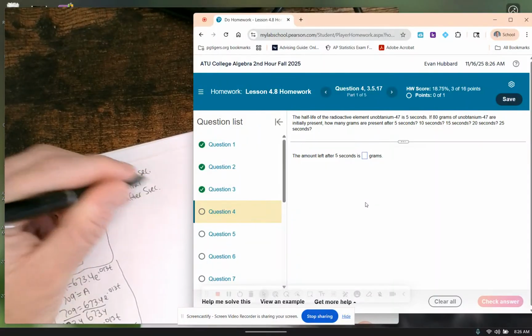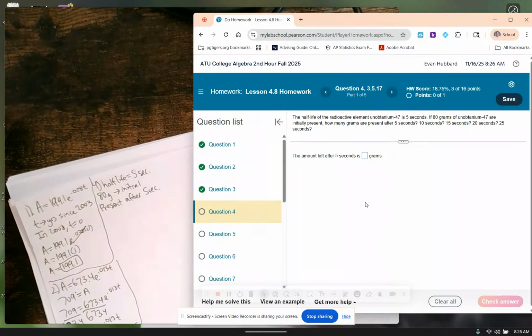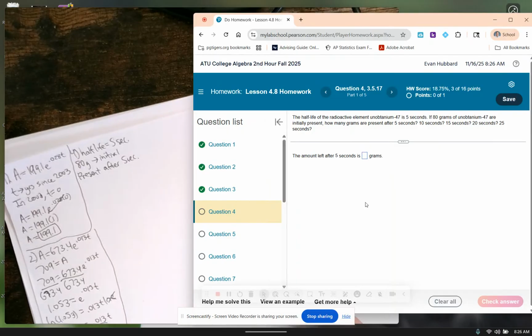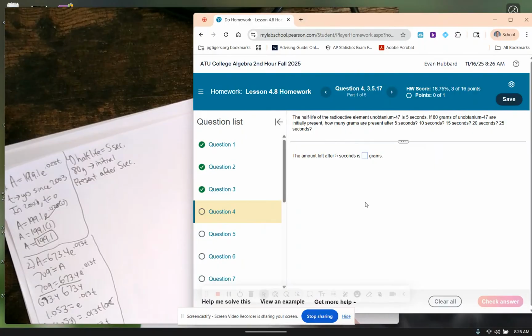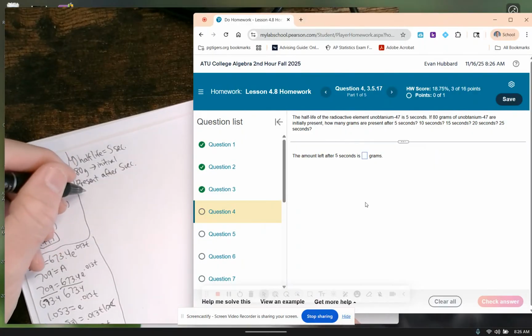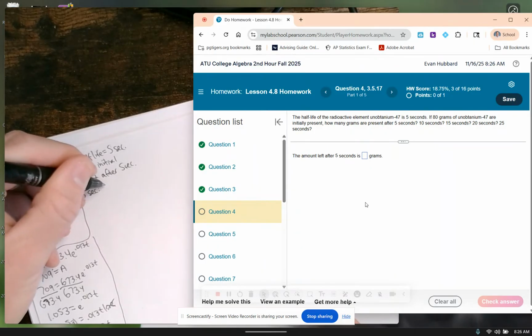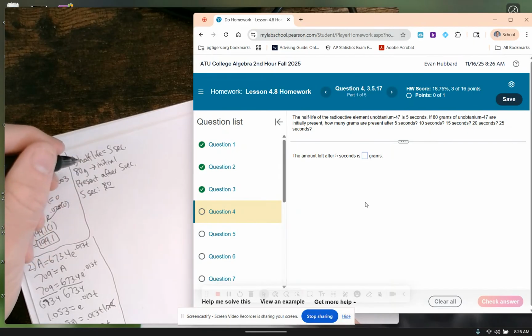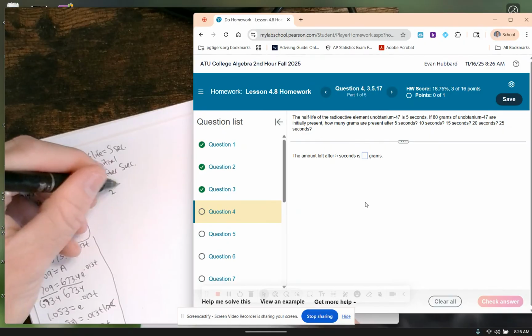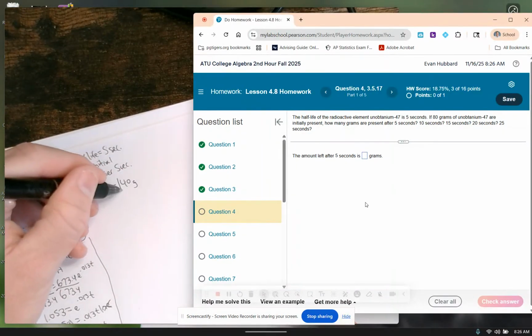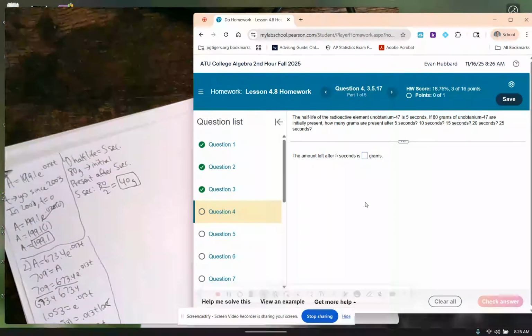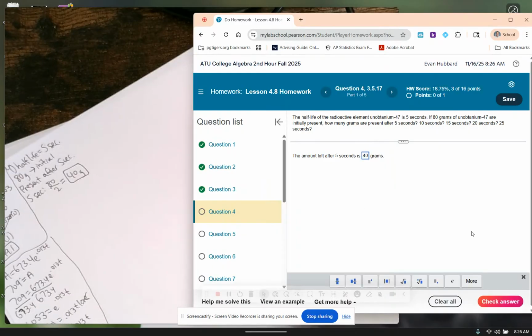Is this all there is to this? Okay, it's a five-part question: 10 seconds, 15 seconds, 20 seconds. So after 5 seconds, the half-life is 5 seconds. All you have to do is take 80 and divide it by 2, because in 5 seconds, half of it is gone. So it'd be 40 grams. You actually don't have to set up equations on this one. You can, but it's not worth it.